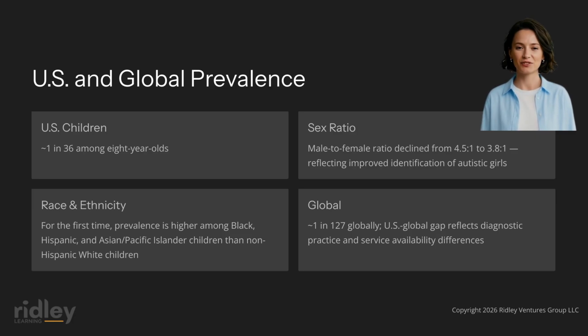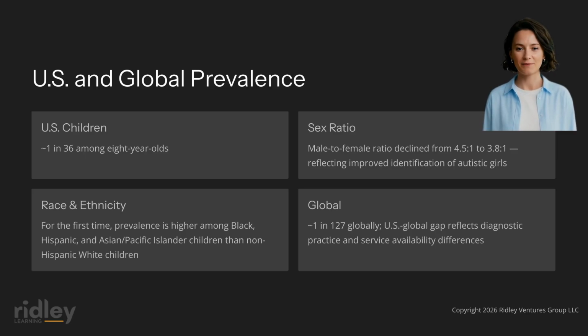Parent-reported National Health Interview Survey data estimated ASD prevalence among US children and adolescents aged 3 to 17 years at roughly 3.4% over 2021 and 2022, higher than the ADDM surveillance figure because it captures parent-identified cases.